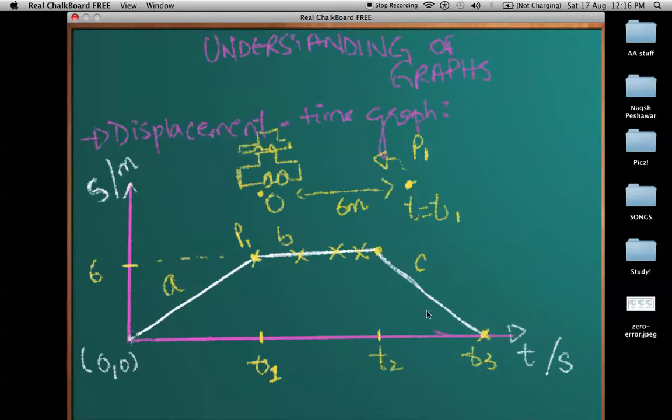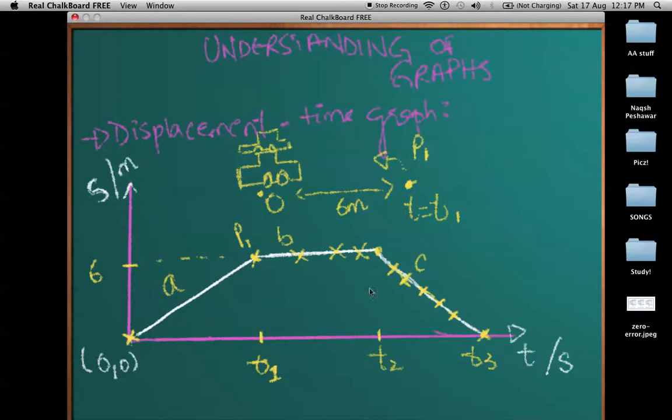So this is some basic understanding of a displacement time graph. Remember, I cannot say anything about the speed. I don't know whether the speed is increasing or not. I'm only talking about the distance. The distance increased and the car reached a point 6 meters away. After that, the distance didn't increase since all the points were at the same level. After that, the distance started decreasing, so it was coming closer to the original point, which is this point on the y-axis.